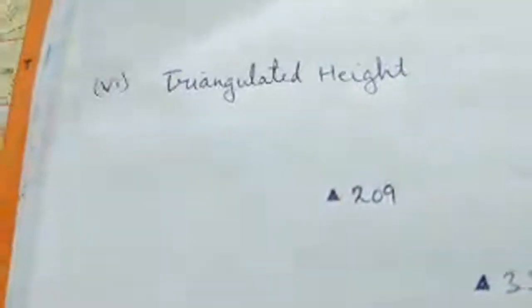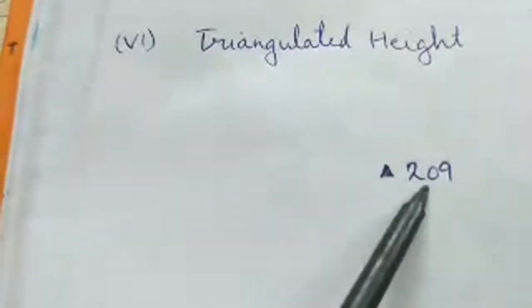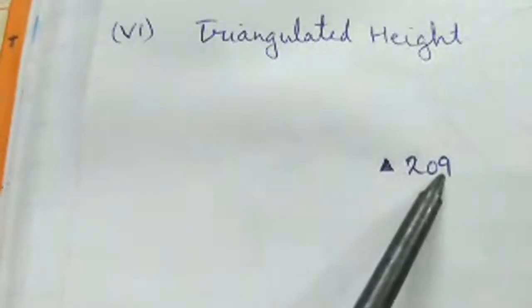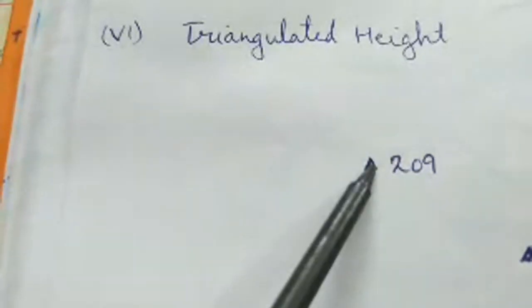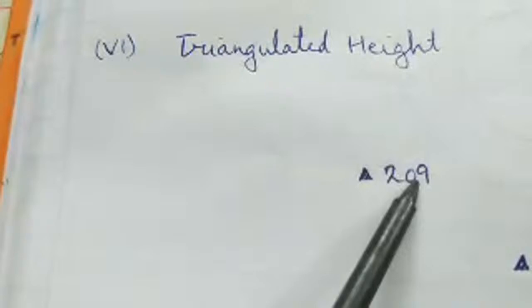Now look here, this is another one. Now look here, it is given here, triangulated height. Can you see one triangle here? With this triangle it is given 209. What does it mean? The height of this point is 209.